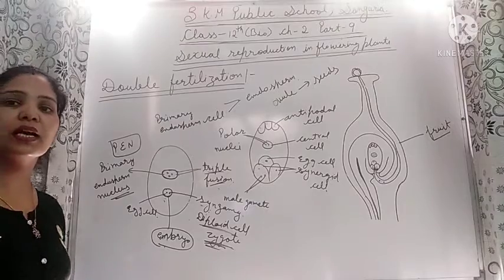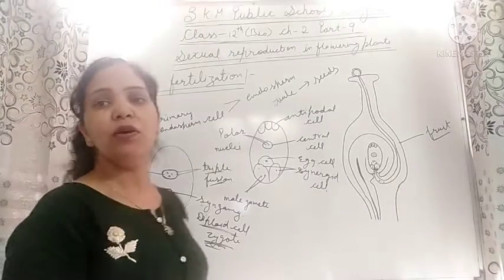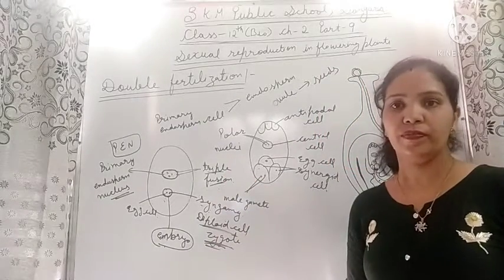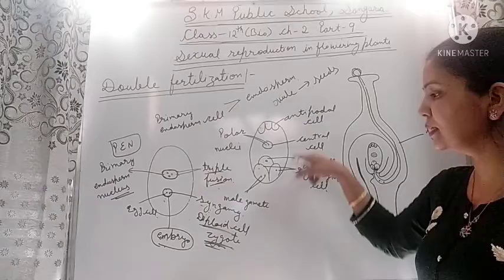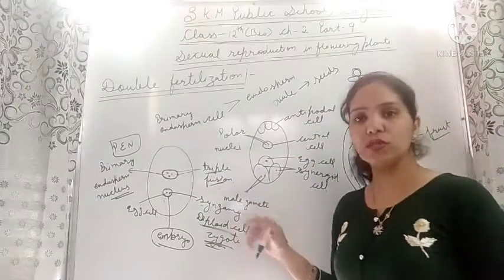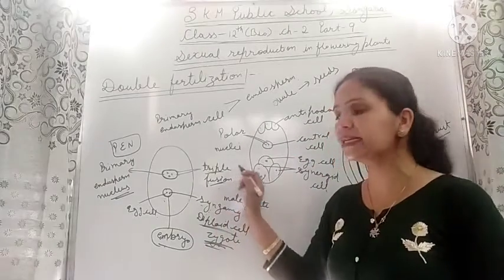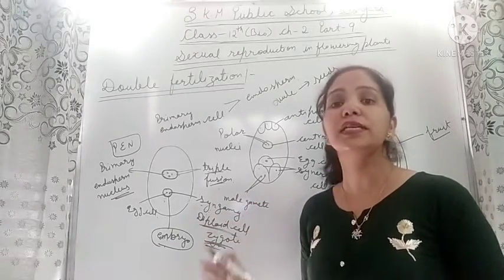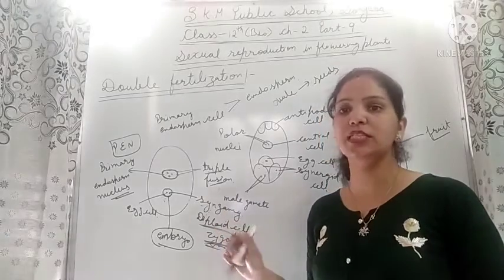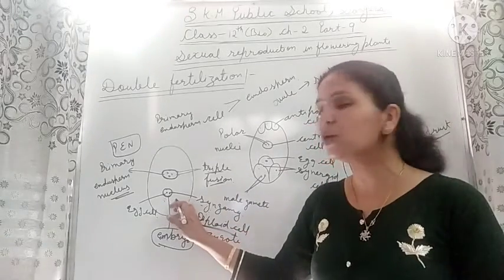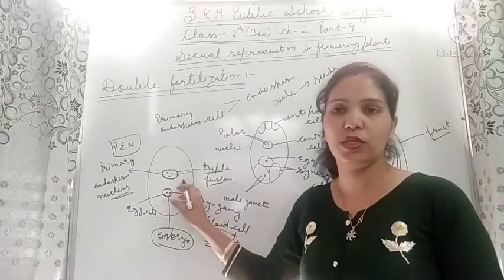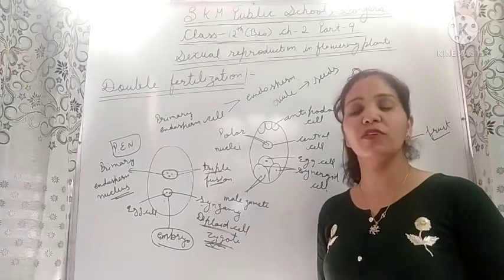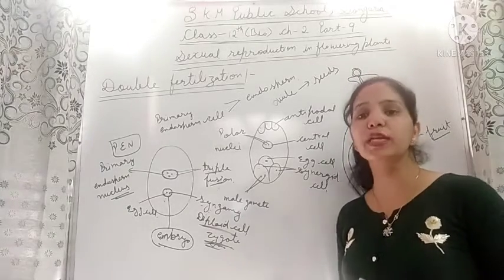So in this way there are two fusions that take place. One is syngamy and second is triple fusion. They take place in the embryo sac. So this phenomenon is termed as double fertilization. दो बार fertilization हो रहा है, एक बार 2 haploid nucleus का और एक बार 3 haploid nucleus का. This is a unique event of flowering plants. Flowering plants का ये एक unique event है.